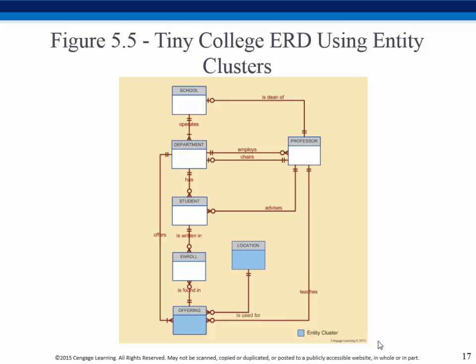It contains two: offering, which groups the course and class entity relationship together, and location, which groups rooms and buildings together. To make it more readable, just group those together.